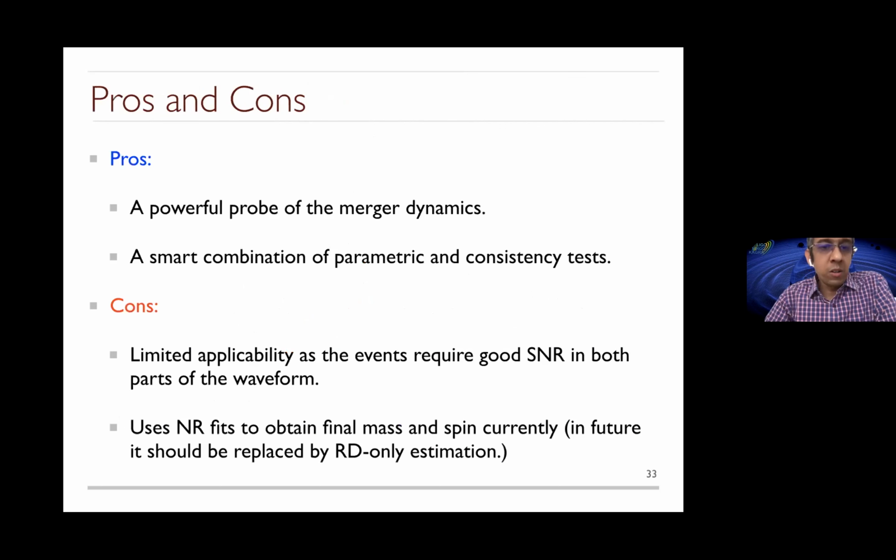So just about the pros and cons, it's a very useful probe of the merger dynamics. It's a very smart combination of the parametric method with the consistency test. It's a combination of both in a very healthy balance. And the con is that it has limited applicability, because to carry out this test you need good signal to noise ratio in both the regimes. So it's a bit of a limitation. And right now we are using NR fits to obtain the final mass and spin, but eventually we may be using ring down estimation independently in the future, but currently we don't have the sensitivity to do that. So that's another limitation or drawback of this method.